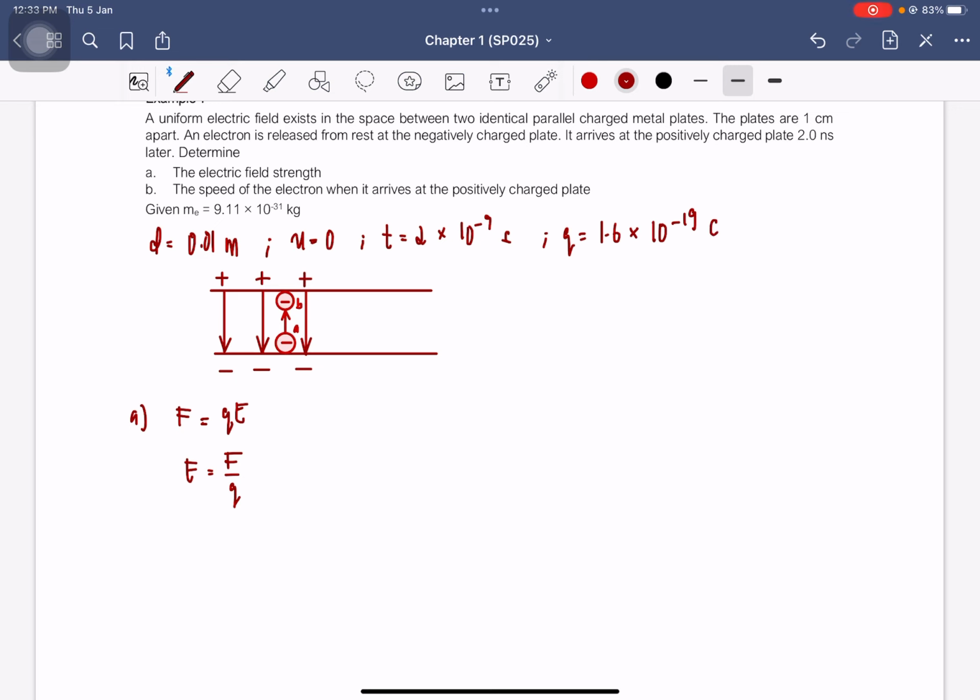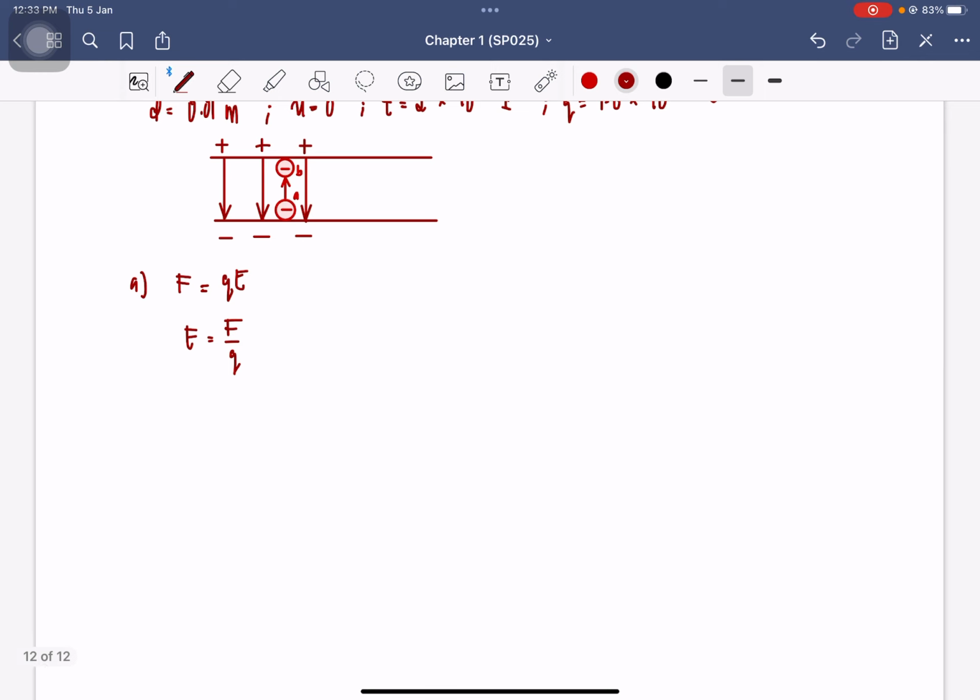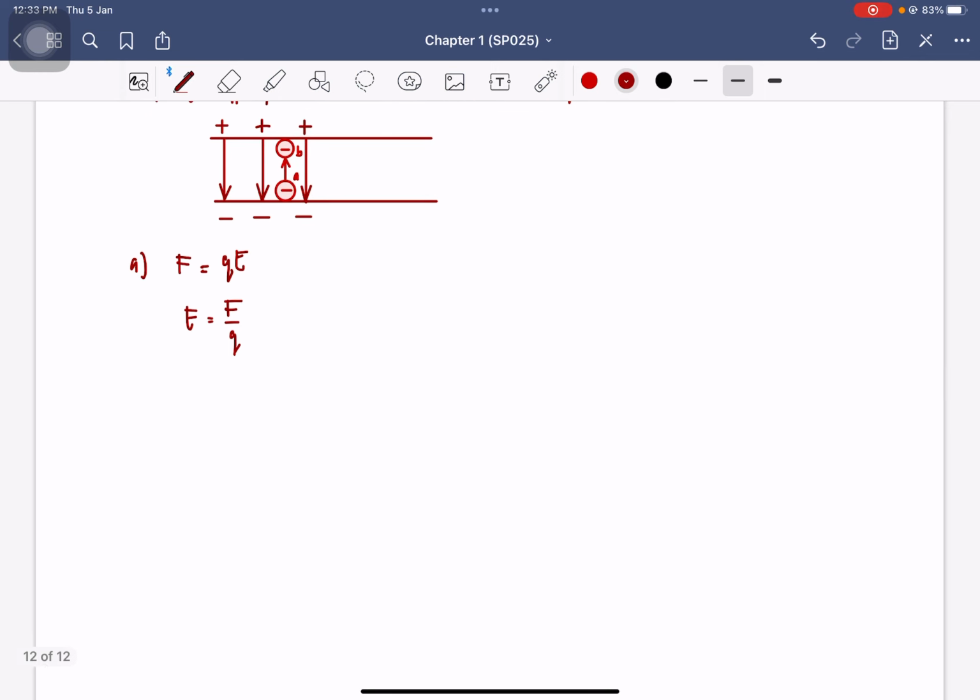Okay, so from here, we just have to find the value of F. We know that we can apply Newton's second law of motion here, which is F equals MA. So force is equal to MA. So we can do that here, MA over Q. We, however, do not have the value of A. So how do we find the value of A?